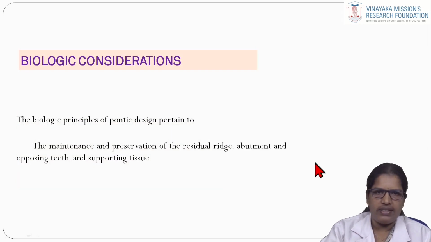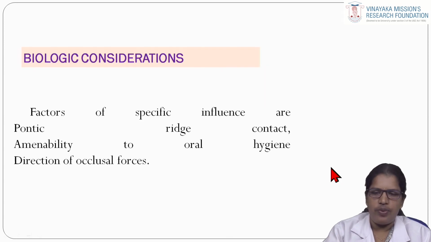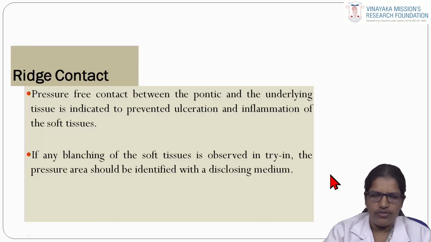Coming to the biological considerations, the principles of Pontic design pertain to the maintenance and preservation of the residual ridge, abutment and opposing teeth and supporting tissue. The factors of specific influence are Pontic ridge contact, amenability to oral hygiene and direction of the occlusal forces. Regarding ridge contact, a pressure free contact between the Pontic and the underlying tissue is indicated to prevent ulceration and inflammation of the soft tissues.